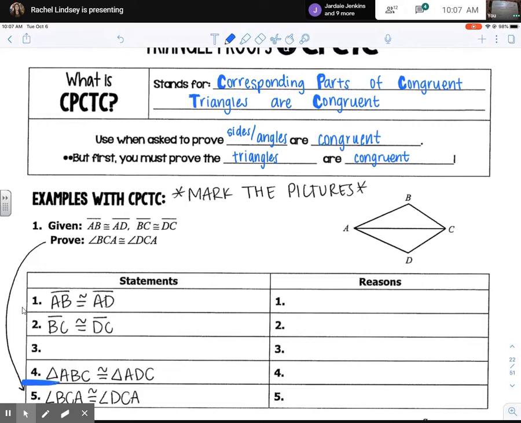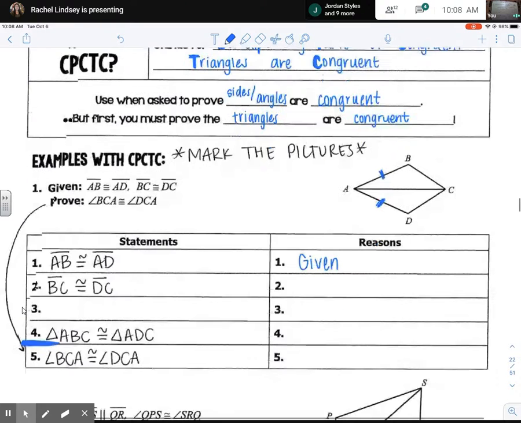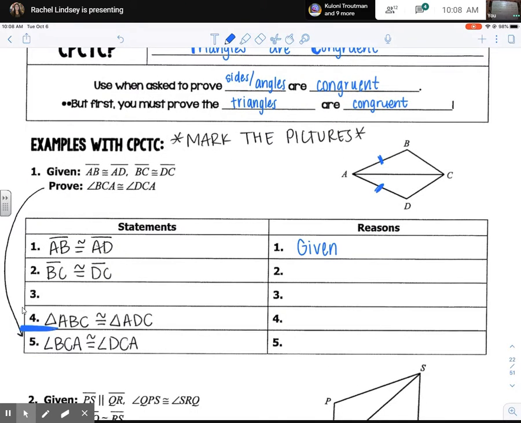So we're just going to treat this like a regular proof. It says we're given AB is congruent to AD. That's given to us. Then we're given BC is congruent to DC. And then we need something else. AC is congruent to AC. And how would we know that? The reflexive property.